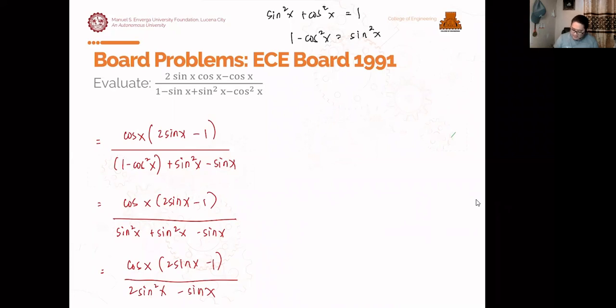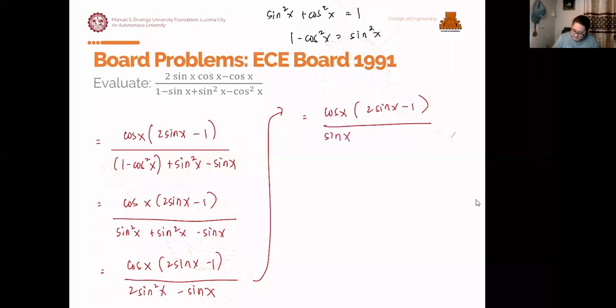Since meron tayong common factor ngayon sa denominator natin, what we can do is factor out yung sin x natin. So we have cosine x times 2 sin x minus 1 all over. Factor out natin yung sin x. That will be 2 sin x minus 1. Okay? Then as you can see, both factors are present in both numerator and denominator. So natira is cosine x over sin x, which is equivalent to what particular trigonometric function?